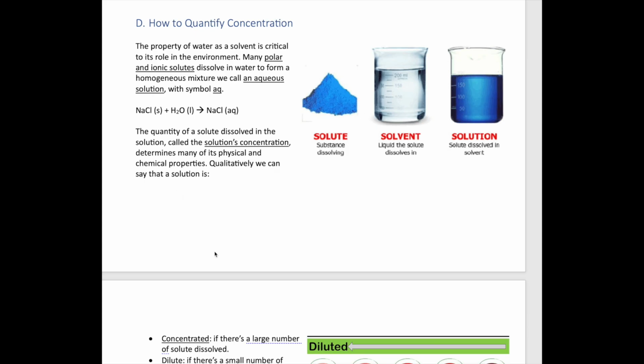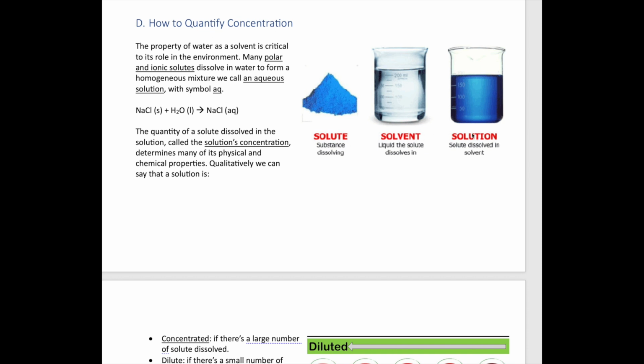When we talk about water as being a universal solvent, not only do we need to know that water is there, but we also need to know how much of the polar and ionic substances that dissolve in water is present. So this is what we call the concentration of the solution.